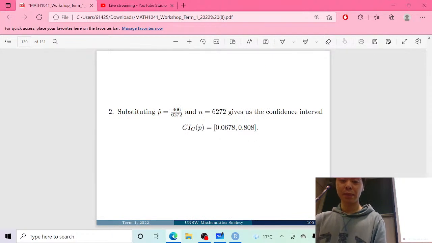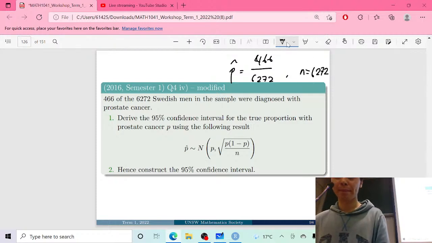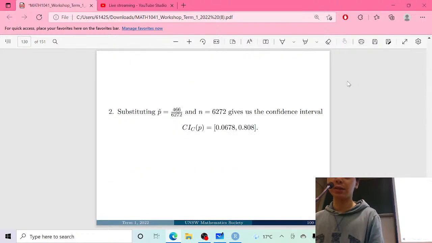Cool. And then question 2 asks us to construct a 95% confidence interval for this question here. So the proportion here is 466 divided by the total, which is 6,272. So p hat here is going to be 466 divided by 6,272, and n is going to be 6,272. And once you get that, then you've basically got your confidence interval here. Does this make sense? Cool.